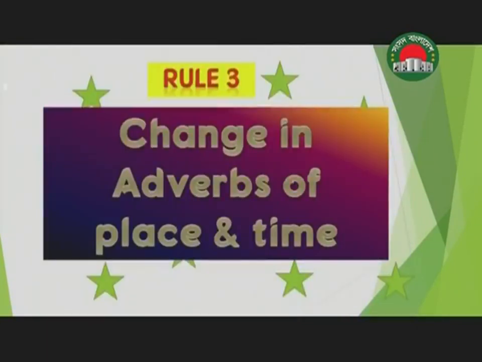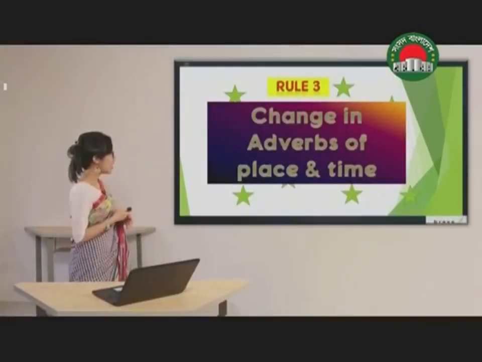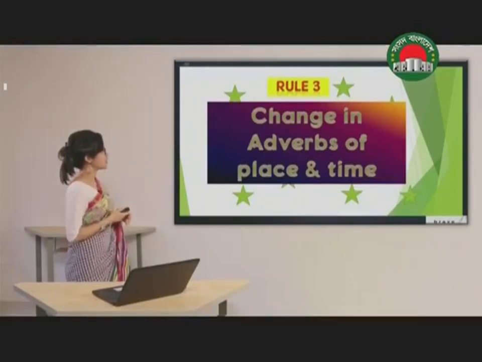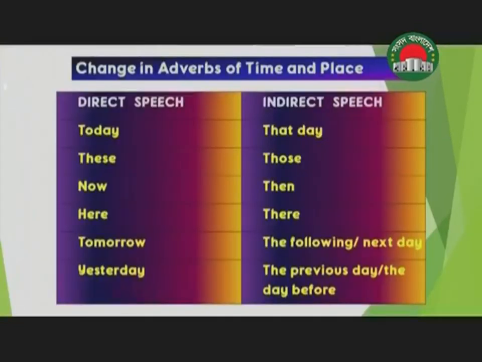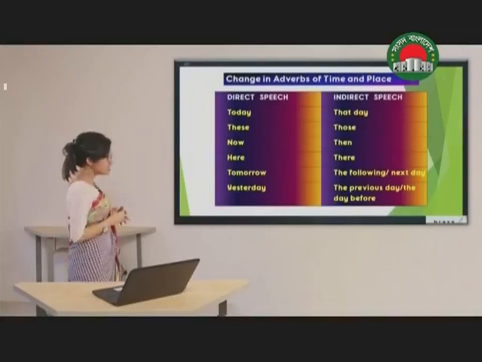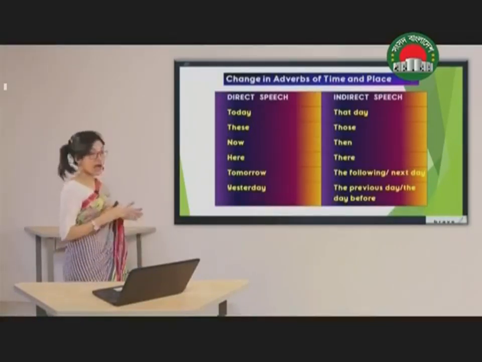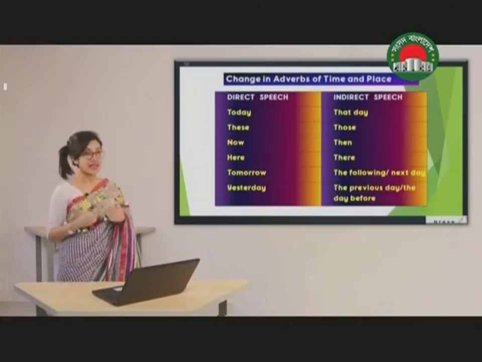Now this is rule number 3. If you have adverb of time and place, we are going to change it. How is it going to be changed? Let's look at this one. If you have today in direct speech, you are going to write that day in indirect speech. If you have these, we are going to write those. If you have now, we should write then.